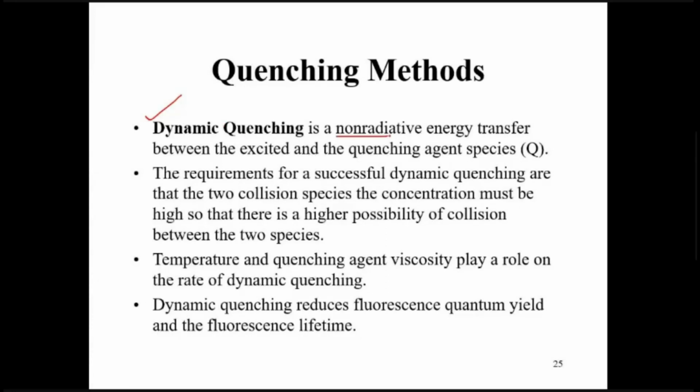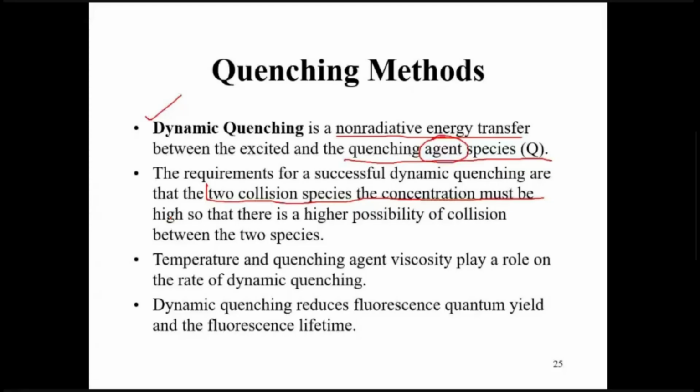In dynamic quenching, radiative energy transfer between the excited state and the quenching agent species occurs. So for dynamic quenching, we will require one agent which will act as the quenching agent. So energy will be transferred from the excited molecule to this quenching agent instead of being released as a photon. The requirement for successful dynamic quenching is that the quenching species concentration must be high so that there is a higher possibility of collision between two species. So the concentration of that quenching agent should be sufficiently high that it collides with the excited molecule. The excited molecule being the first species and the quenching molecule being the second species.